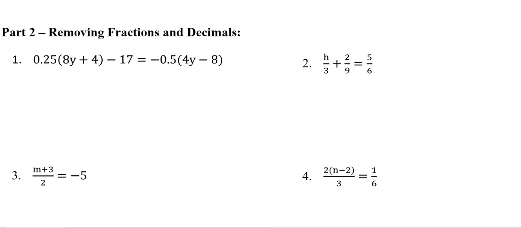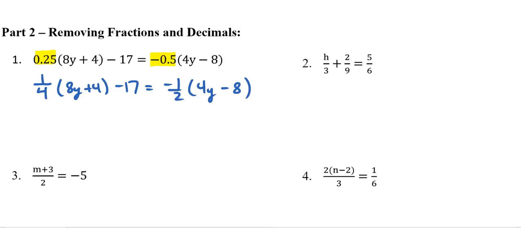Okay, this one right here, we've seen this a few times in class. I will highlight these decimals there, and I'm actually going to change those into fractions now. That's 1 over 4, bracket 8y plus 4, minus 17 equals negative 1 half, bracket 4y minus 8. And then I will just rainbow the 1/4 right through. So think of this as 8 divided by 4. That's going to be 2y. And then I have 4 divided by 4. That's going to be plus 1.